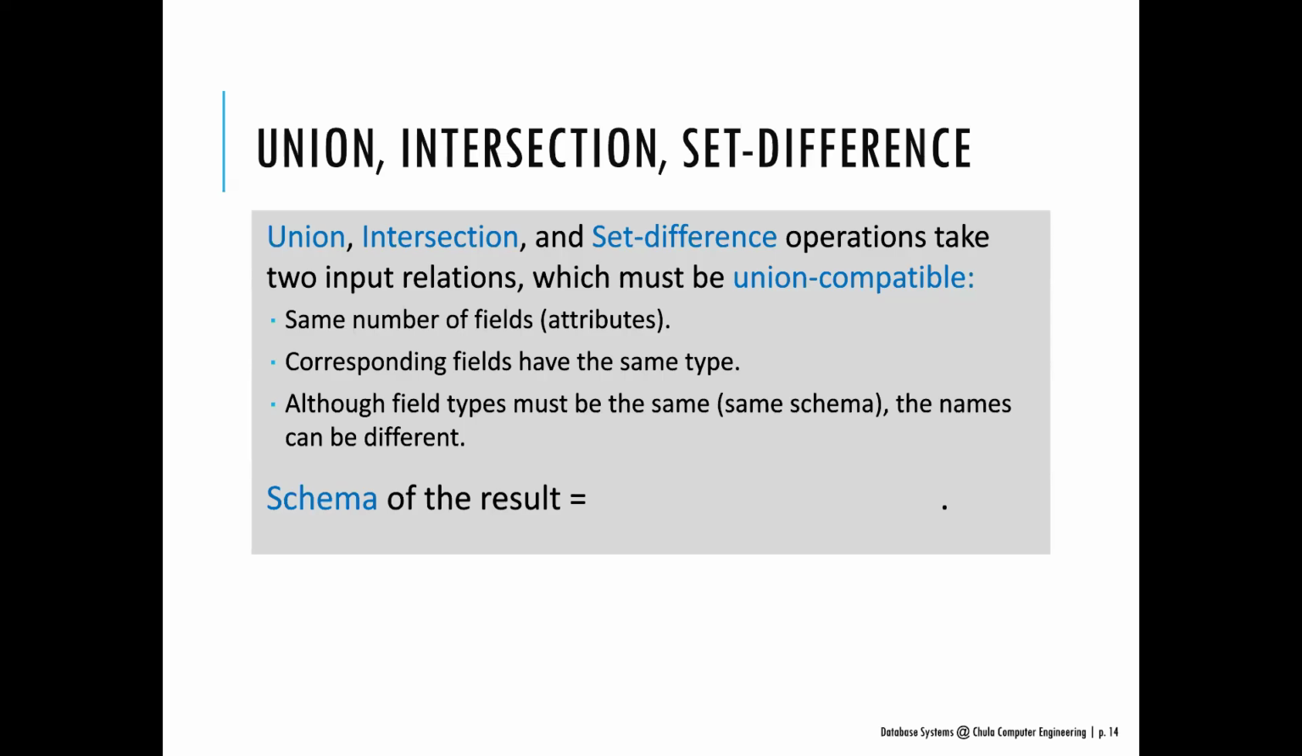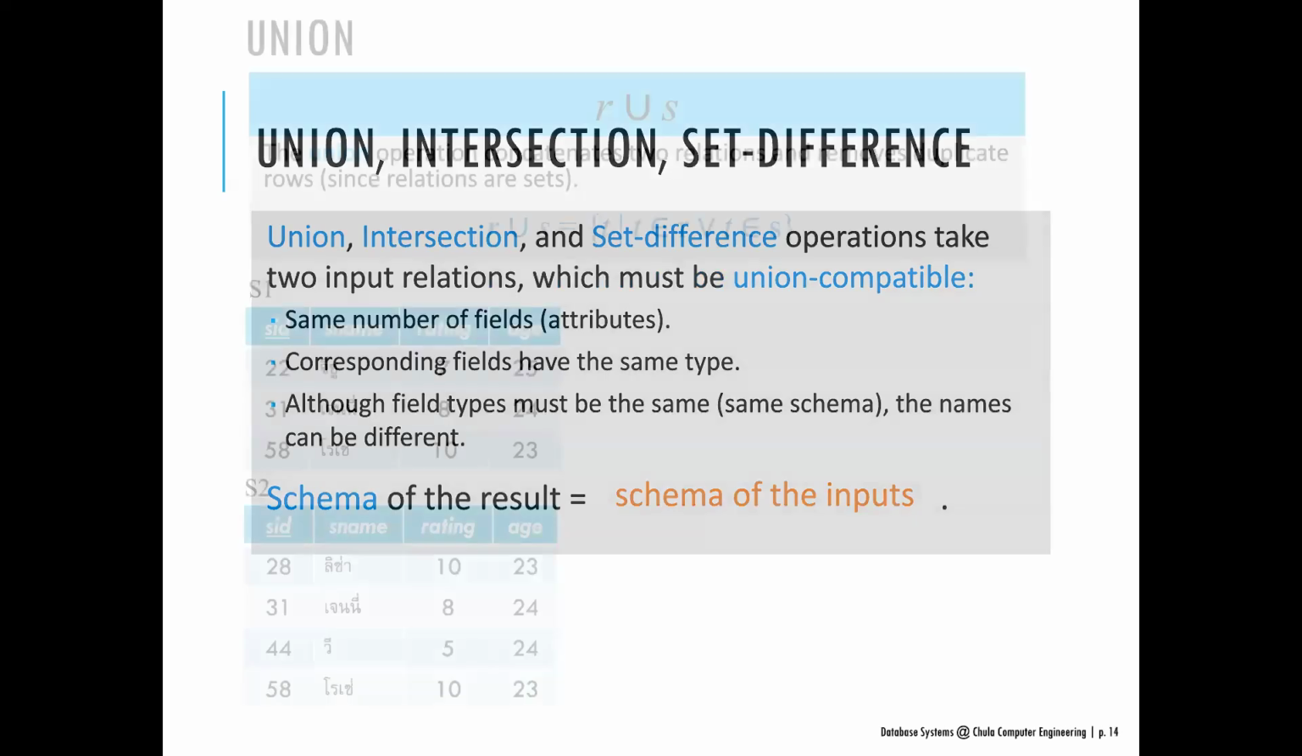Okay. Now, I'm not saying that they have to have the same name. All right. First rule is the same number of attributes. But it doesn't have to be the same name, but the corresponding field or corresponding attribute must have the same type. What it means is that attribute number 1 on one relation has to have the same type as attribute number 1 on another relation, right? Okay. Again, name can be different. So the schema of the result will be the same as the schema of the inputs for sure. Let's take a look at how it works.